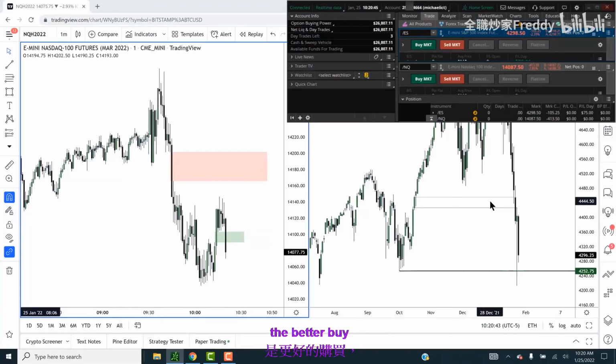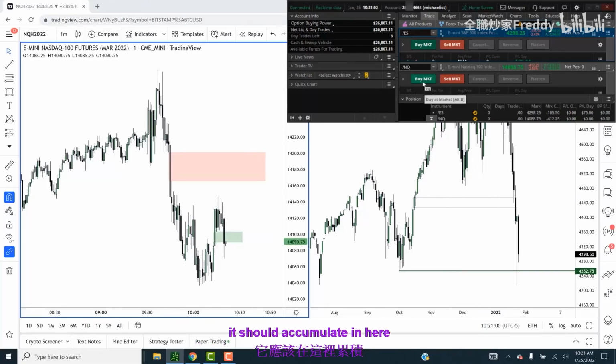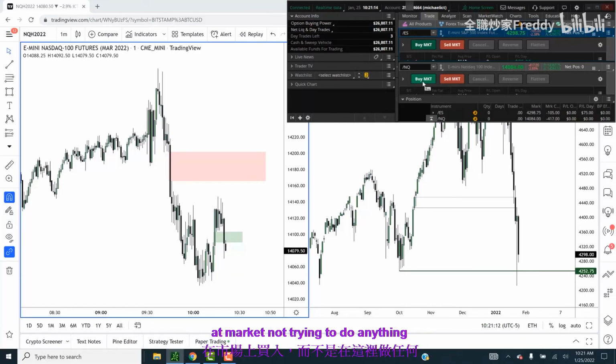I'm willing to sacrifice that because that's actually the better buy. But if we go back up into the higher fair value gap and create like a tail on this particular candle, I'll see that as just running for a lower imbalance, and then it should accumulate in here. And I have my trigger on the buy button. Okay, I'm just going to go in with a buy at market. I'm not trying to do anything advanced here.